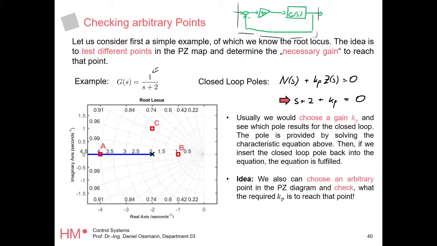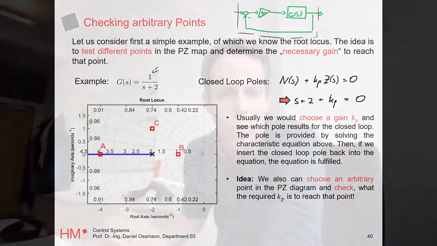What you would usually do, you would usually select a gain. Let's say you take the gain at 5, and if you put the gain Kp to 5, you realize the closed loop pole is going to be at -7, right? S plus 2 plus 5 equals 0 ends up being a pole at -7. So far so good. But this is usually not the way we want it, right?